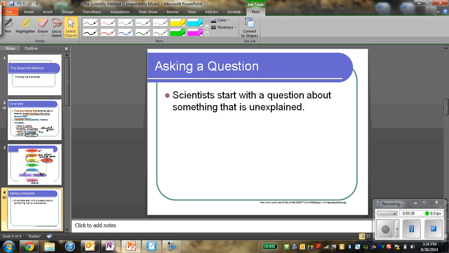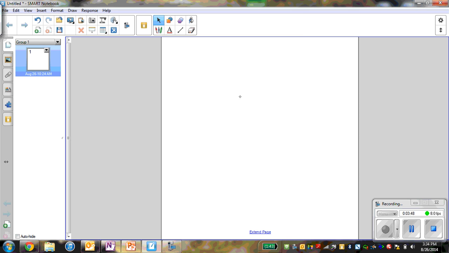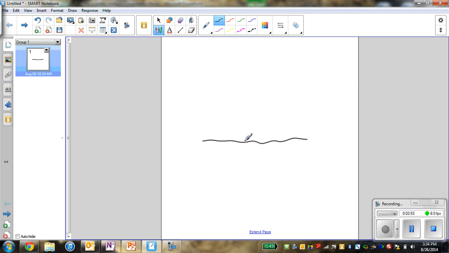So the first thing we're going to start with is asking a question. What does asking a question entail? Scientists start by looking at something that they do not understand and asking a question on how we can get at that. So for you, we may look at some kind of plant. Here's our soil. I have our little plant here. All right, so here's our flower.